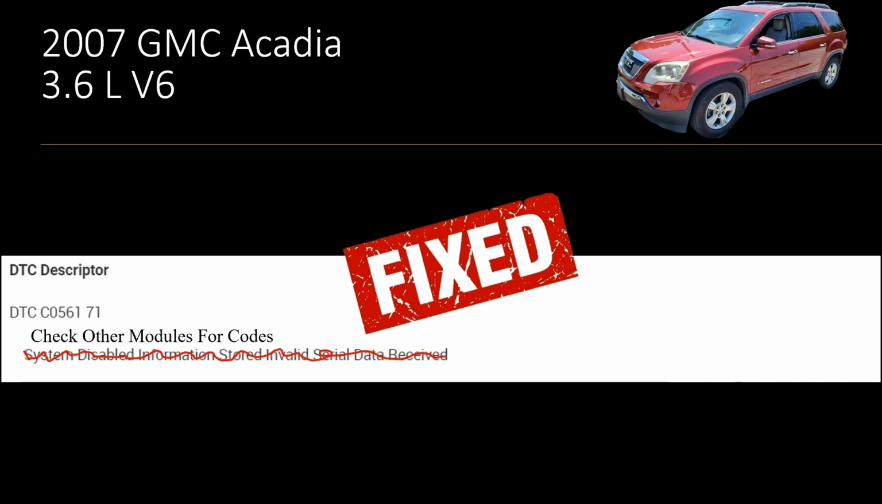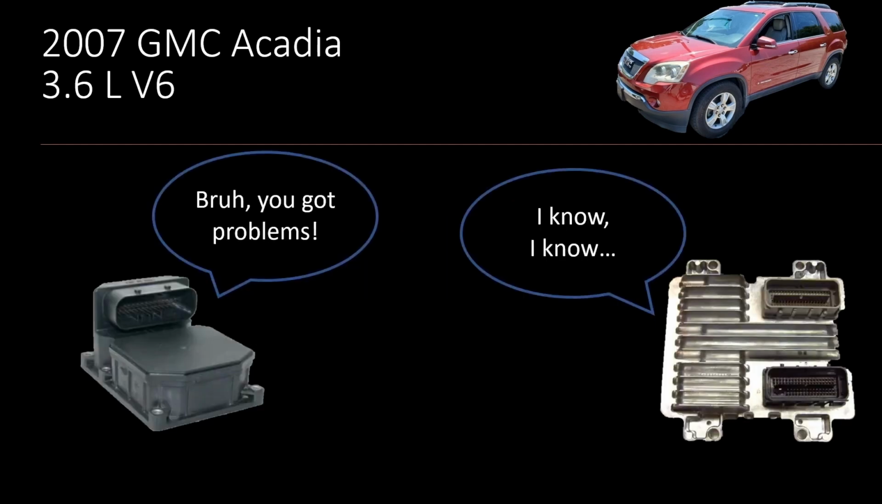So really, it's just saying, go check for codes in other modules and fix those. It's not that the data is invalid or that the brake controller can't understand what is being said to it. It's just that the module supplying the data has set codes for something, and the ABS module doesn't trust the data that's being sent to it because it knows that that module sees a fault within its own systems.